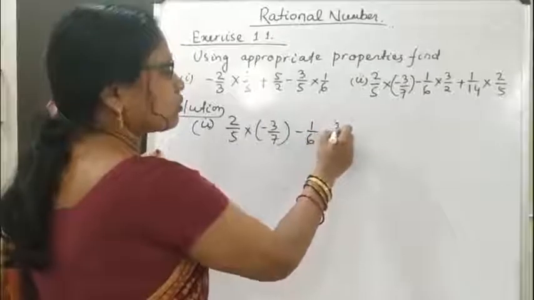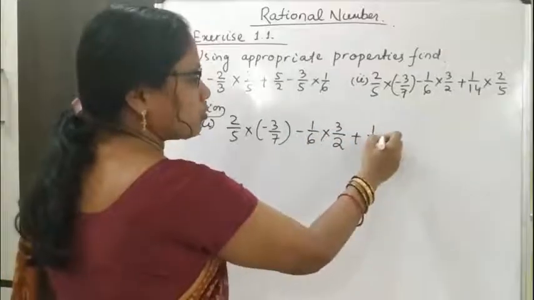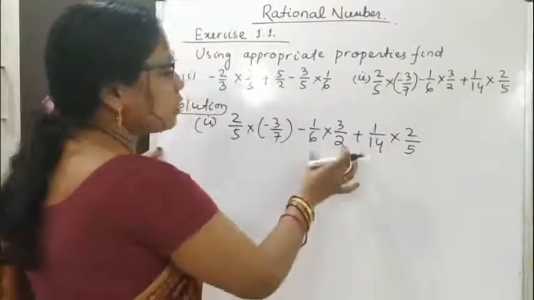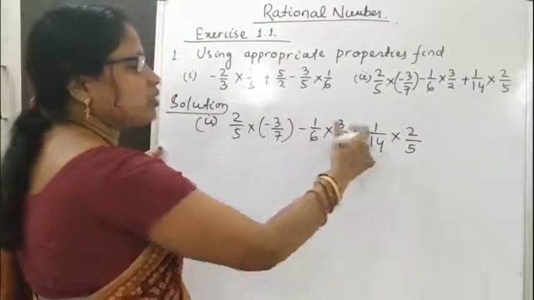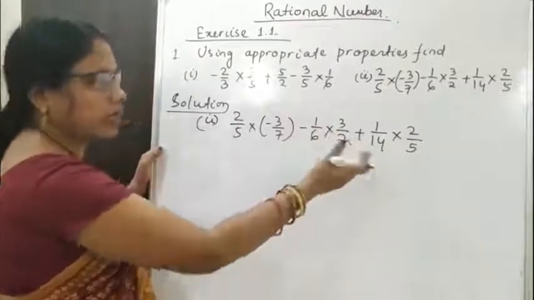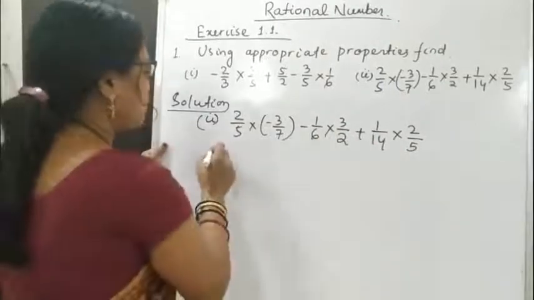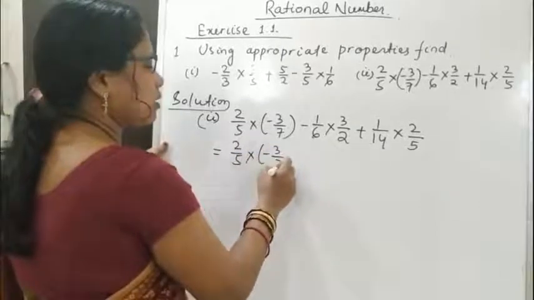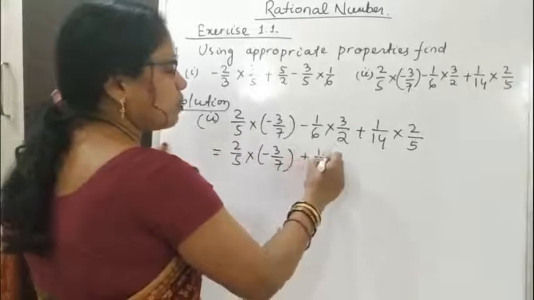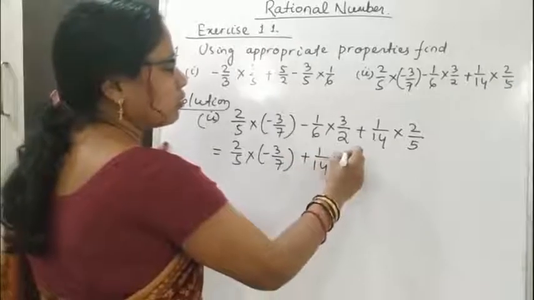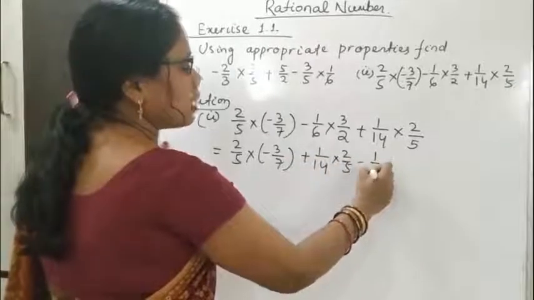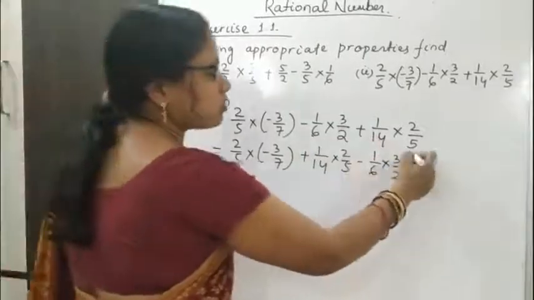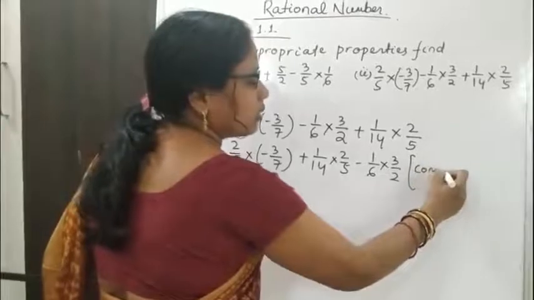The solution of the second problem, that is 2 by 5 into minus 3 by 7 minus 1 by 6 into 3 by 2 plus 1 by 14 into 2 by 5. So here we exchange this term, that is x plus y is equal to y plus x, by using the commutative property. So this is equal to 2 by 5 into minus 3 by 7 plus 1 by 14 into 2 by 5 minus 1 by 6 into 3 by 2. So here we exchange the terms by using commutativity.